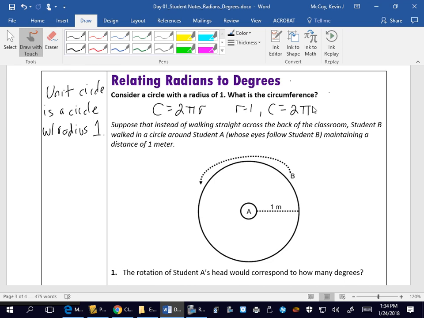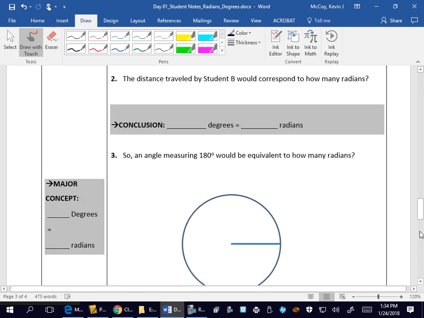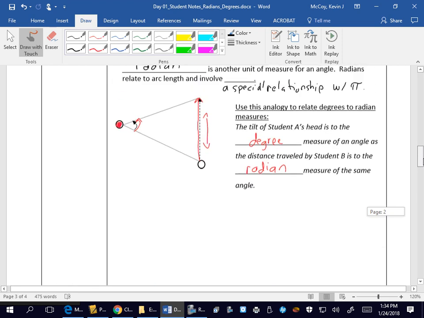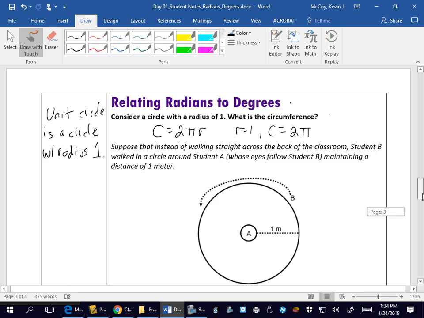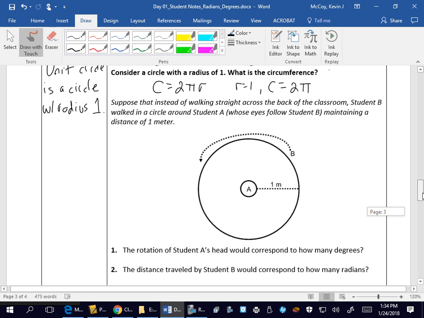And that is the circumference of an entire circle if the radius is 1. So the idea is, suppose that instead of walking straight across, like the back of a classroom like we saw up here in this example, this person is going to walk a circle in a circular rotation, keeping the distance of 1 constantly, which is obviously very difficult to do, around us.